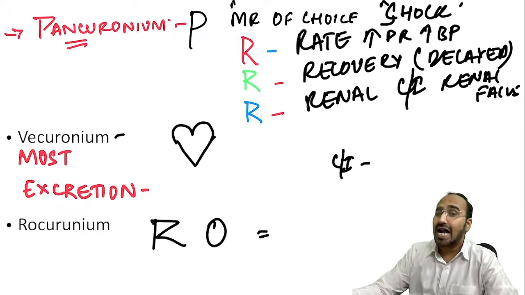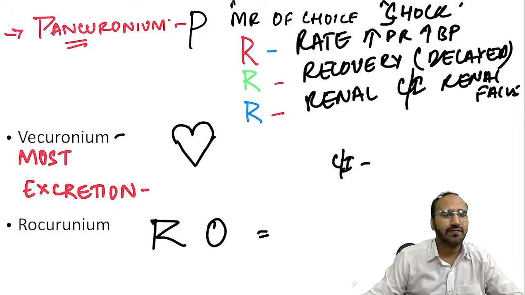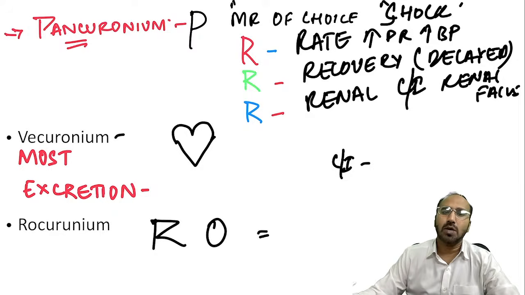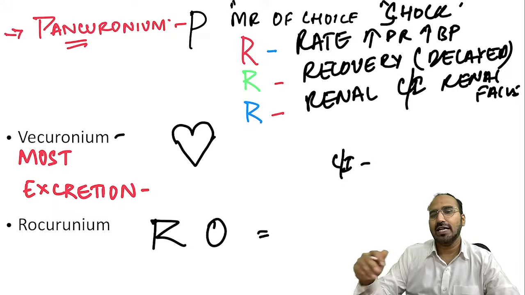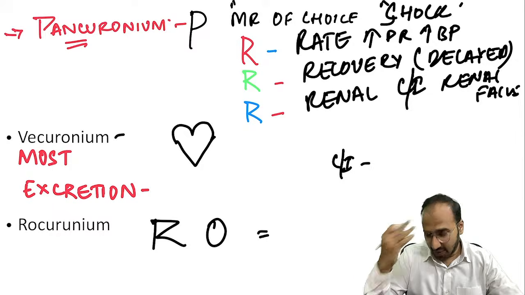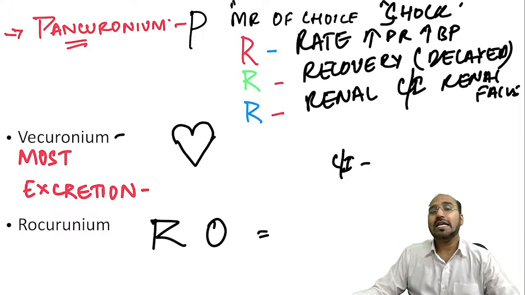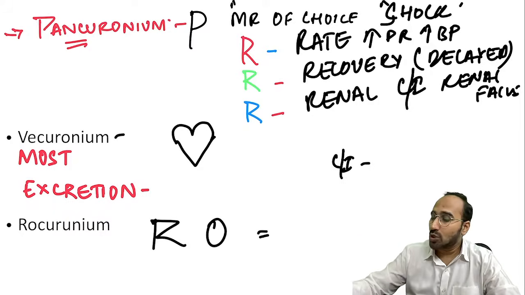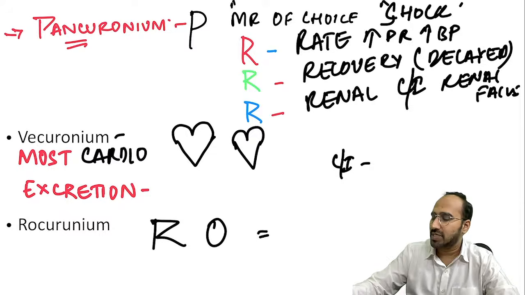Vecuronium, I told you, it is the most cardio-stable. Always remember, V stands for Vecuronium, V stands for Valentine's Day. दोनों में एक चीज कॉमन है. Vecuronium and Valentine's Day. क्या कॉमन होगा? Valentine's Day में भी दिल शेयर होते हैं, ठीक है? और Vecuronium भी related to दिल है. So always remember, V for Valentine's, V for Vecuronium and heart. It is the most cardio stable muscle relaxant.